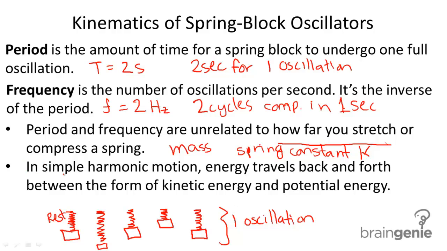So those are the 2 factors that affect the period and frequency. And the last bullet point is, in simple harmonic motion, energy travels back and forth between the form of kinetic energy and potential energy. So when it's moving, it's kinetic energy, and there might also be some potential. When the block is at the top, there's both potential in terms of gravity and the spring, but the energy transfers between these 2 forms. The total energy, however, always stays the same.